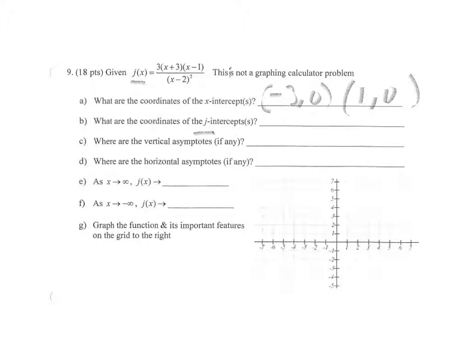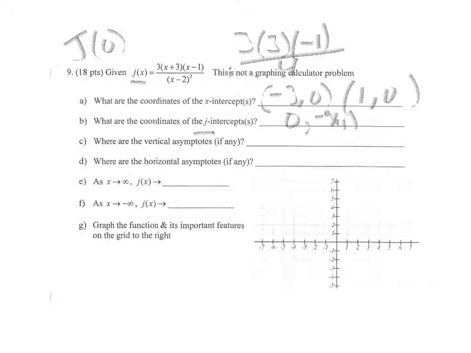The j-intercept is the same thing as the y-intercept, so I'm basically finding j of 0. That gives me 3 times positive 3 times negative 1 all over negative 2 squared, which is going to be 4, which is going to give me the y-intercept, or j-intercept, of (0, negative 9/4).